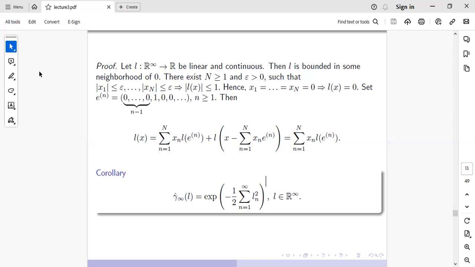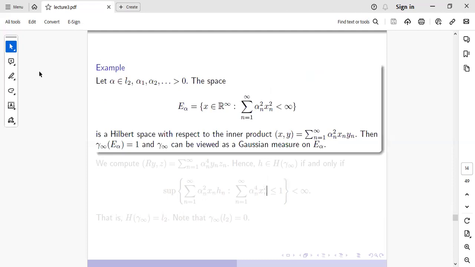This measure can also be considered as a measure on some Hilbert space. For example, if we have a sequence of positive numbers alpha which is square convergent, we can consider sequences for which the sum of alpha squared times x squared is finite. Then this space will be a Hilbert space with respect to the following inner product. The inner product of two sequences is defined as the sum of the product of their components with coefficients alpha squared. Then actually the measure gamma infinity is concentrated on this space.